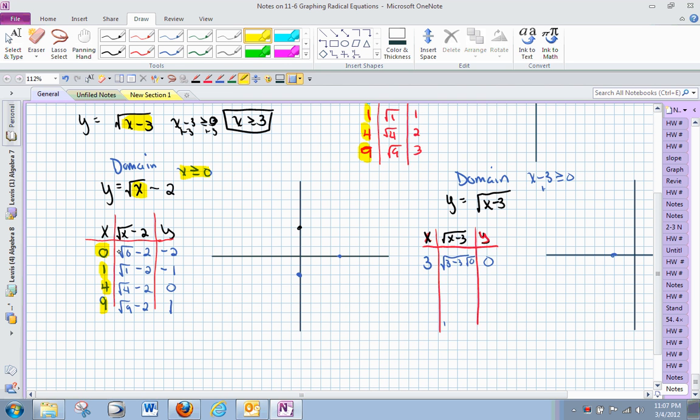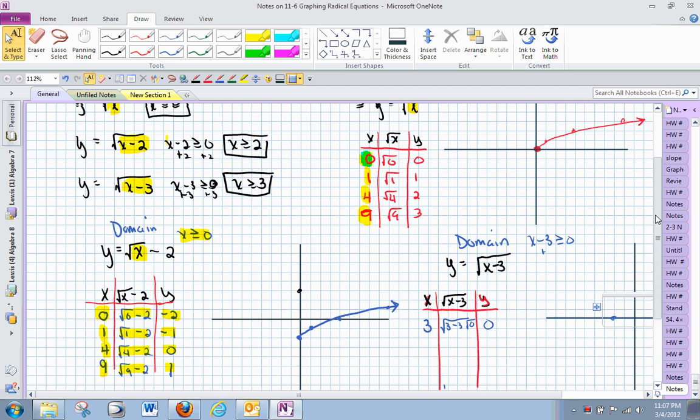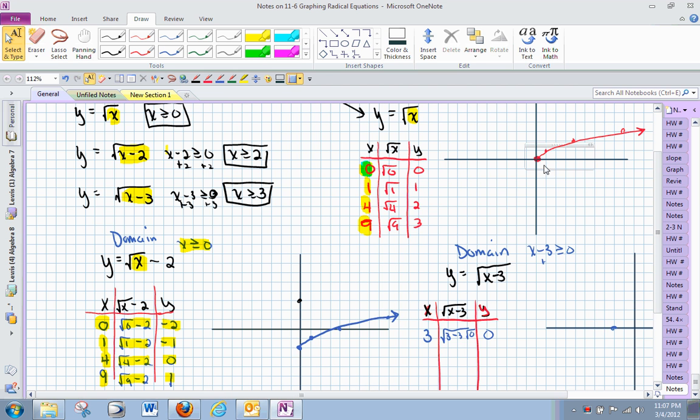When I do that, the square root of 0 is 0, 0 minus 2 is negative 2, the square root of 1 is 1, 1 minus 2 is negative 1, etc. When I graph it, I have (0, -2), (1, -1), (4, 0), and (9, 1). And so I have the exact same curve, but now it's displaced down 2. The first one was at (0, 0), and this is at (0, -2).